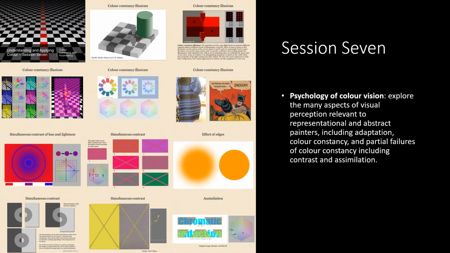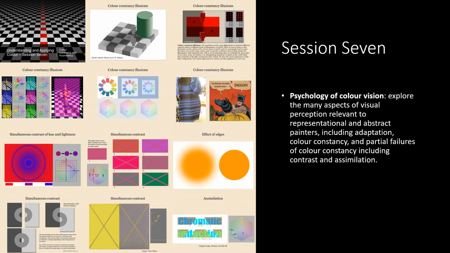In session 7, we look at the psychology of colour vision. This is the other end of the process to the rods and the cones. And an important aspect of that is this capacity for colour constancy that we have, the capacity to see an object as having a consistent colour despite variations in illumination and atmosphere and so forth. How this is an important capacity of our system for getting around in the world, but something that can create problems for us as painters.